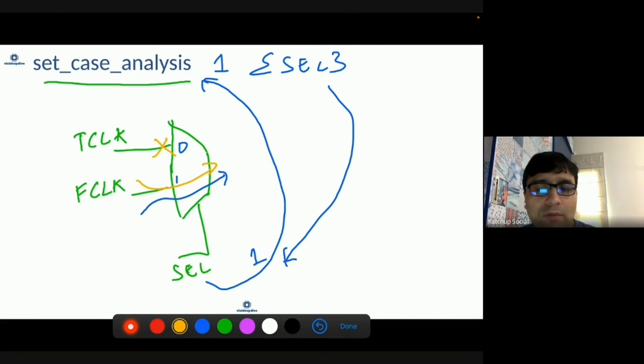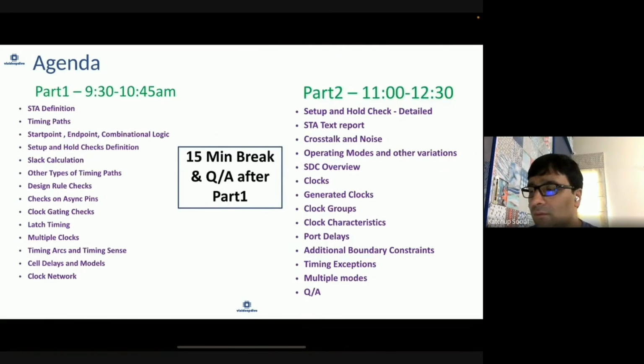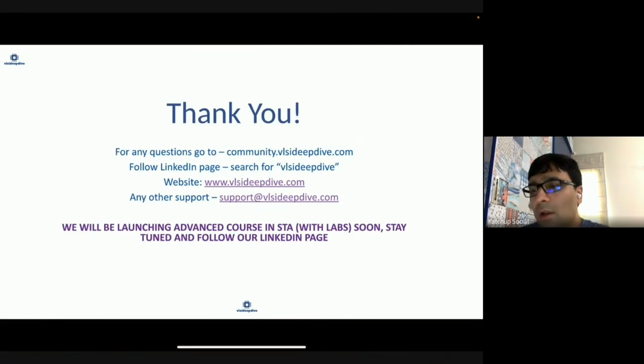For example, let's say you have an IP used in multiple chips. You don't want to connect a net to a constant, but you want to do analysis when this particular net is at a constant value. You can do it using the set case analysis command. So that covers our SDC portion of the design as well.